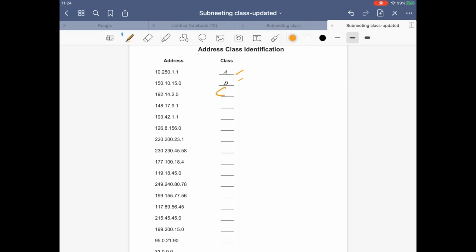Because class C starts with 192. 148 is class B, because it is from 128 to 191. Class B. 193 is class C. 126 next is class A. 220 is class C.